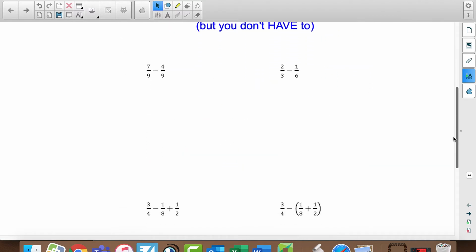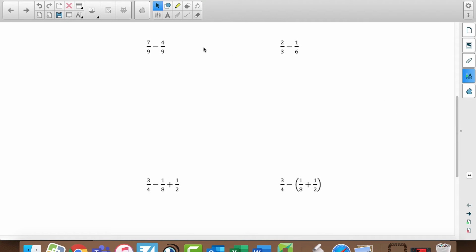So let's get right to it. The first one, again, is a lovely question because you need common denominators, and you've got them. So what happens with subtraction? Same as adding. You keep the denominator the same, and this time, rather than adding, you're going to subtract. 7 minus 4 is 3. We're done. Oh, wait a minute. We're not done. How come? This is not in lowest terms, is it?